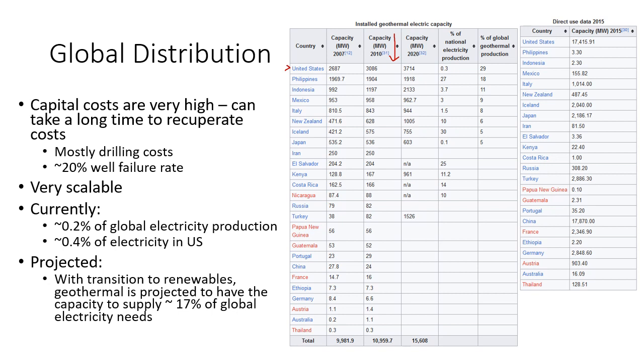Now, you guys have probably already read this, but capital costs are pretty high for geothermal. It's mostly the cost of drilling because you do have to go down really far for geothermal energy, and you have about 1/5 of your wells fail. So there's definitely a huge cost associated with geothermal. However, you do have a relatively quick return on that investment, especially once you start producing electricity because your only input is water. Okay, it is very scalable.